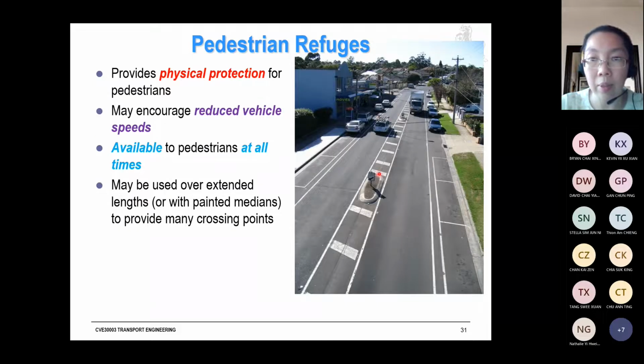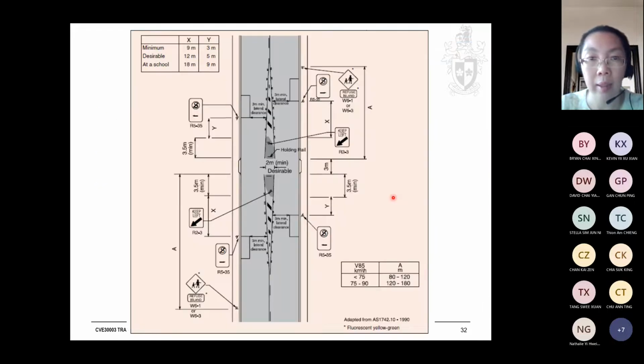Okay, so again, this one is a pedestrian refuge as well, and it provides physical protection. If they stand on here, the chances of vehicles knocking into them are very much lessened. It may also encourage reduced vehicle speeds and is available to pedestrians at all times because the facility is just there. This one is another refuge island.